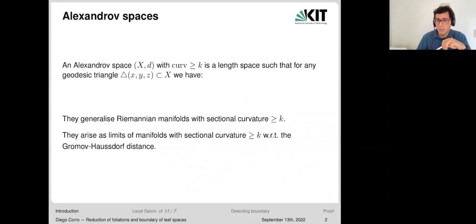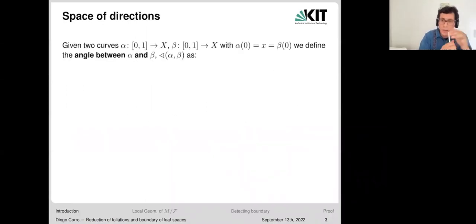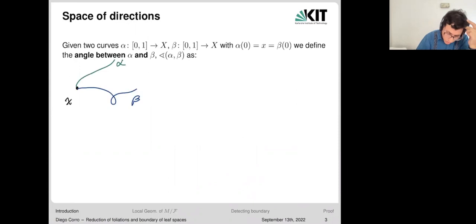It's a nice family of spaces because they are closed under products, joins, cones, and suspensions. Now we can also define a notion of tangent space, or tangent unit sphere. First we need to define the angle between curves. For this, I fix a point X and take two curves, beta and alpha, not necessarily geodesic, and I fix a time t, so beta of t and alpha of t. Then I look at the geodesics joining them to X.